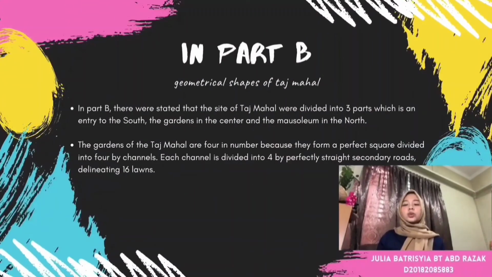And then we go to the next part of our assignment, which is part B, geometrical shapes of the Taj Mahal. In part B, it was stated that the site of the Taj Mahal was divided into three parts, which are an entry to the south, the garden in the center, and the mausoleum in the north. The gardens of the Taj Mahal are four in number because they form a perfect square divided into four by channels. Each channel is divided into four by perfectly straight secondary roads delineating 16 lots.